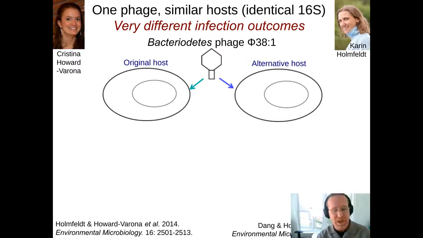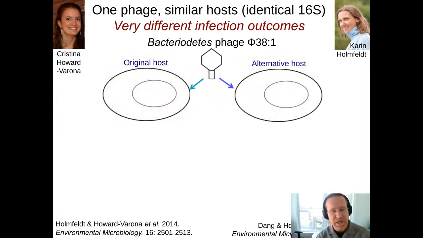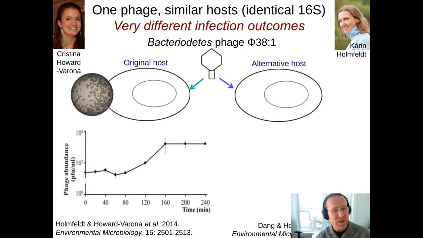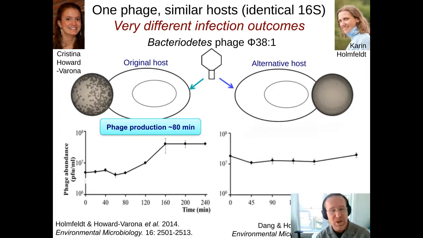And the virus is this fellow I mentioned earlier, 538.1, which is the third most abundant ocean virus genus globally. So a very ecologically important virus. Again, it infects one host well. We see clear plaques. We see a nice one-step absorption curve. We see phage production after 80 minutes. And the same virus on a 16S identical host sees terrible plaques, no clear one-step, and no obvious phage production after 4 hours.